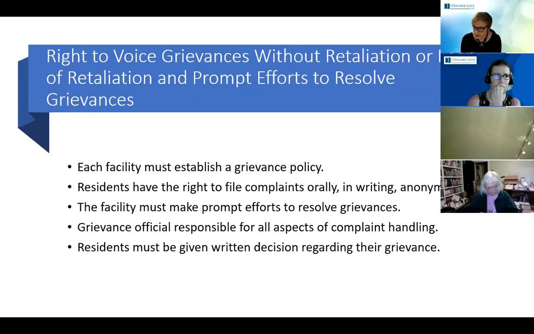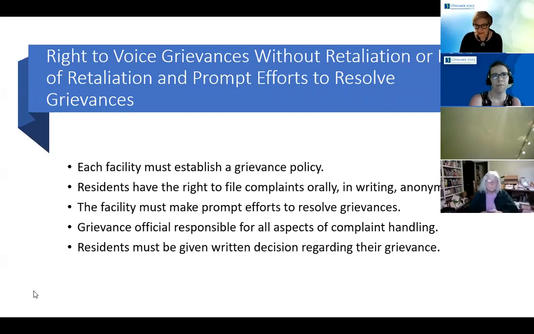I continue to be very excited about the fact that there is a written decision, because prior to the change in regulations, filing a complaint was very often just like throwing something into a black hole. Families and residents often never heard anything back about their complaint. So at least here, you are required to be given the decision in writing. So I think that that can be very helpful.